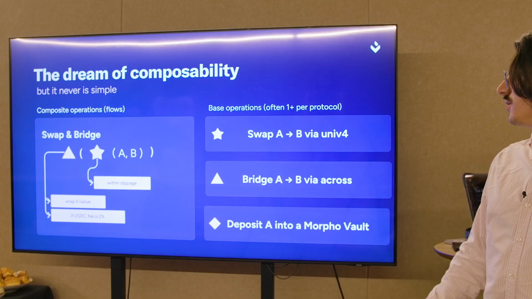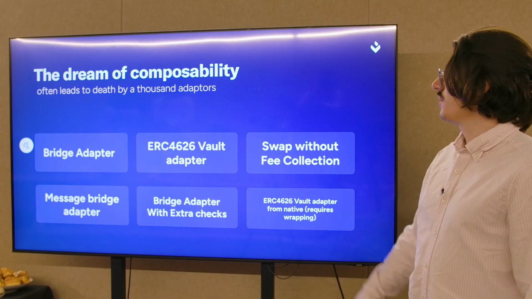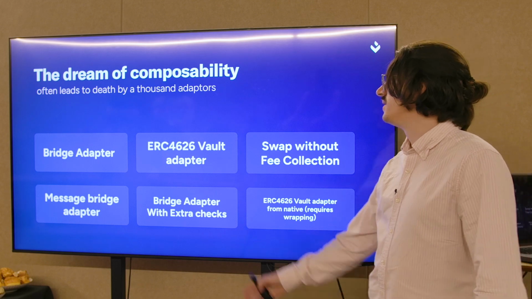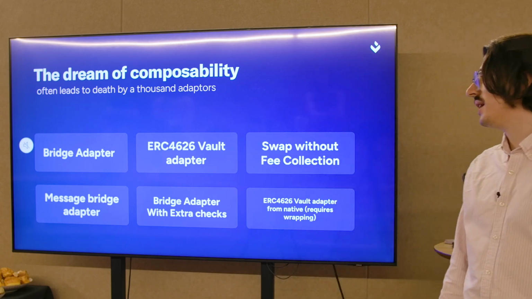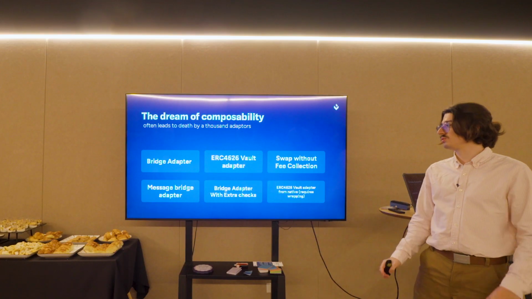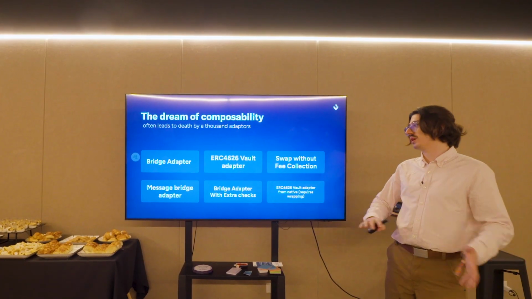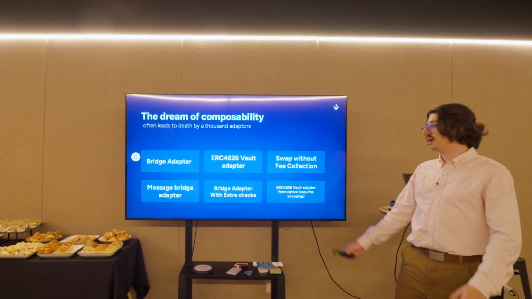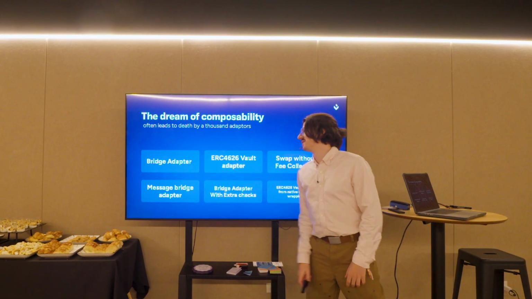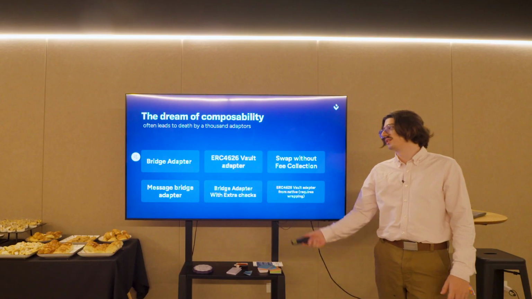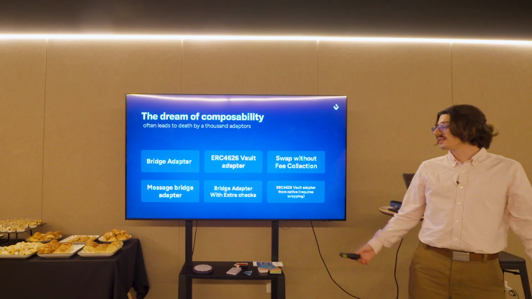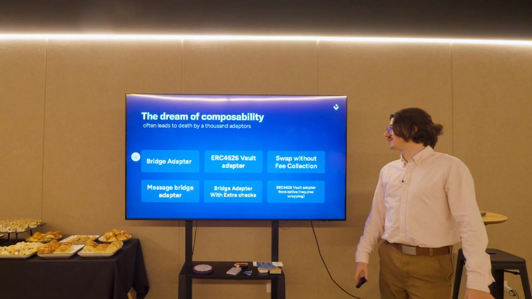This landscape often turns into this landscape, which we named death by 1,000 adapters. You end up having so many smart contracts whose sole purpose is to adapt to other contracts. We started off with this and that. That was probably the first 2 smart contracts we wrote 4 years ago.